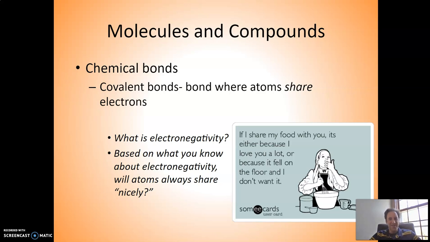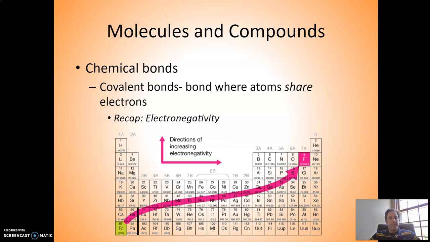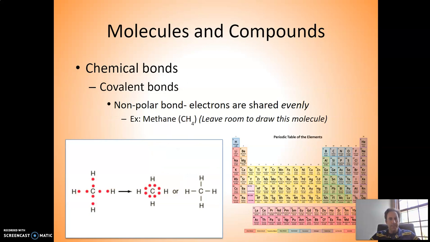Okay, here are the answers. Electronegativity, remember, is the degree to which an atom attracts an electron. Based on what you know about electronegativity, which atoms will always share nicely? Do you think it's going to be the ones on the end, like the fluorines of the world, or the ones in the middle? Hopefully you remember that fluorine is greedy and is not going to share very nicely. It really wants those electrons. So the ones that share nicely are the ones more in the middle.